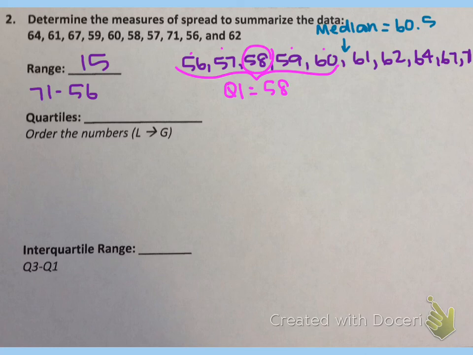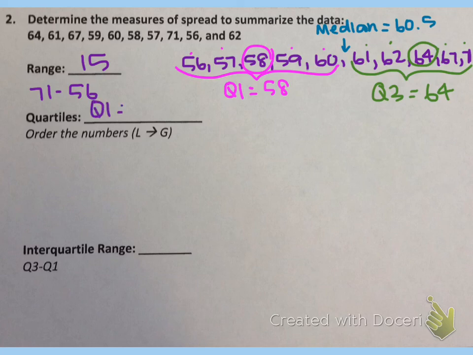And then to find Q3, or the third quartile, we're going to look at all the numbers to the right of the median, or greater than the median. So that's also 5 numbers. And the one in the center of those 5 is Q3. So Q3, or the third quartile, is 64. So I'm going to go ahead and write Q1 equals 58, and then Q3 equals 64.